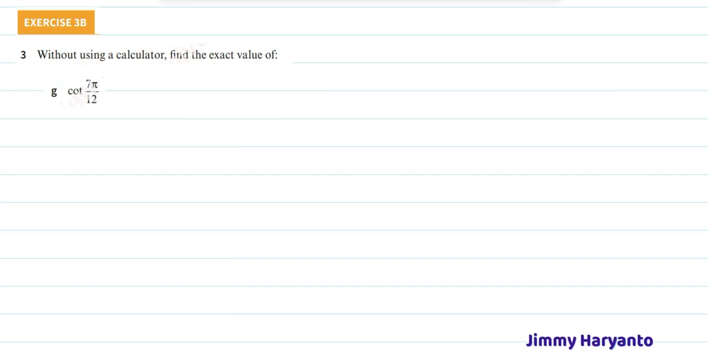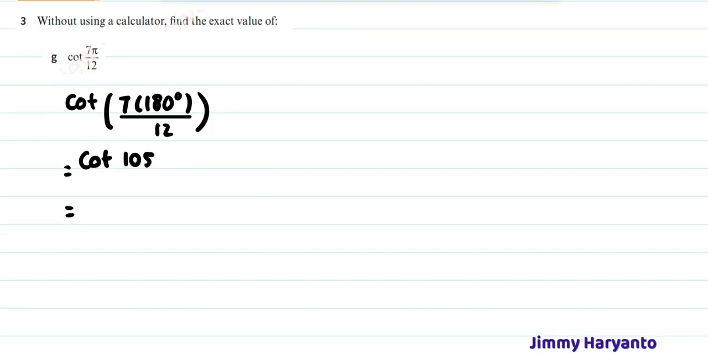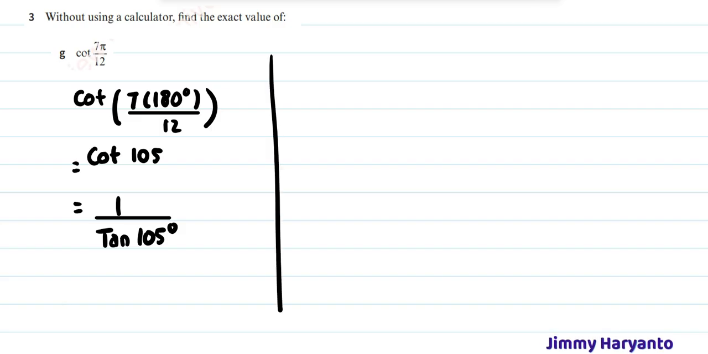Okay, next is 3g. For 3g, we have cotangent 7 pi over 12. Okay, so to make this easier, I want to change the pi first into degrees. Pi is 180 degrees, divided by 12. That means we will have cotangent of 105. Cotangent 105 can be changed into 1 over tangent 105 using the identity. And then after this, I will find the value of tangent 105 first.